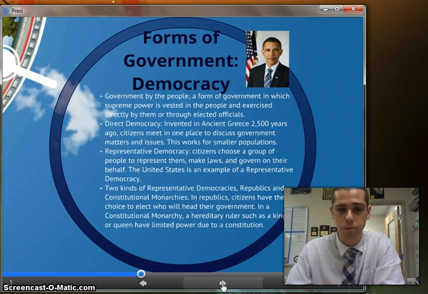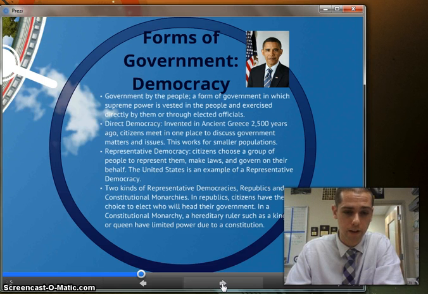Kind of like in a classroom if you had every student vote on whether you wanted to have classes use pencils or pens. Every single student would vote on every single issue, and that would be an example of one issue. A completely different kind of democracy is representative democracy, where citizens choose a group of people to represent them, make laws, and govern on their behalf.